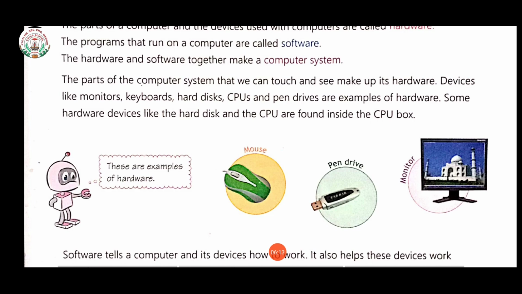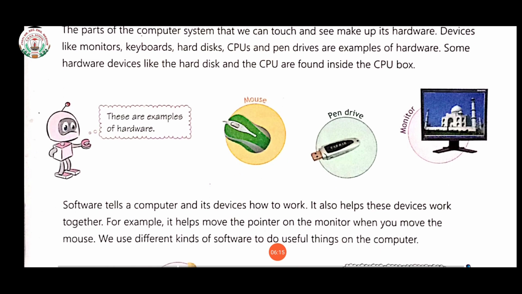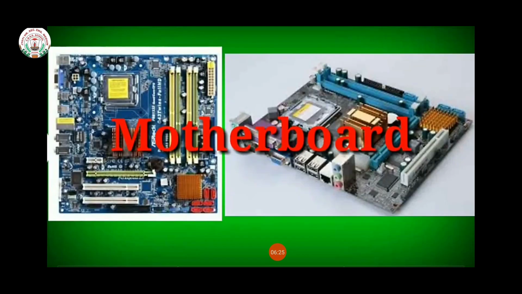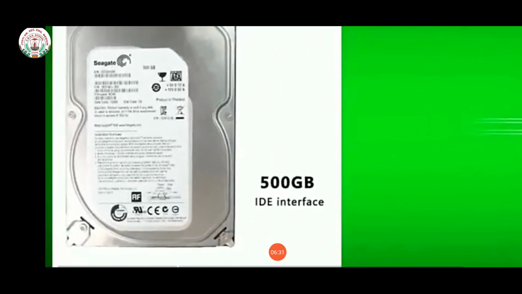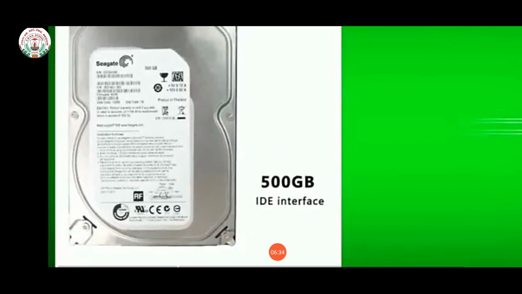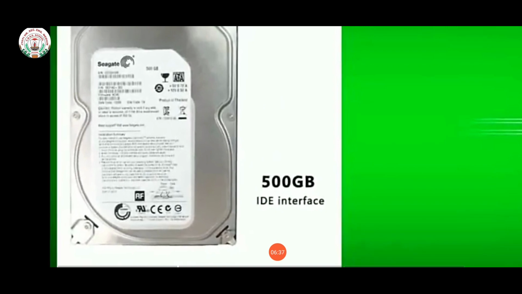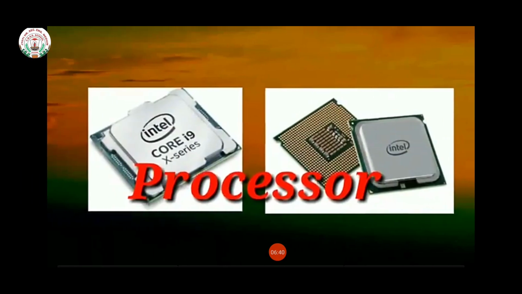But some hardware devices are present inside the CPU box, like hard disk and CPU. Here this is the picture of the motherboard and here it is your hard disk. Hard disk is a secondary memory and is connected through a data cable. And this is your processor that is also present inside the CPU as a chip. And that hard disk is a secondary memory. Then what is your primary memory? RAM is your primary memory.